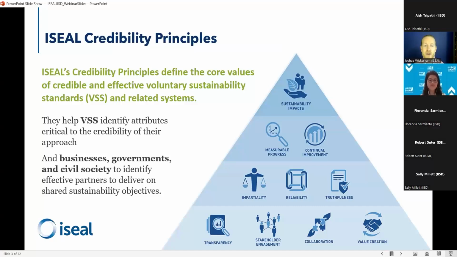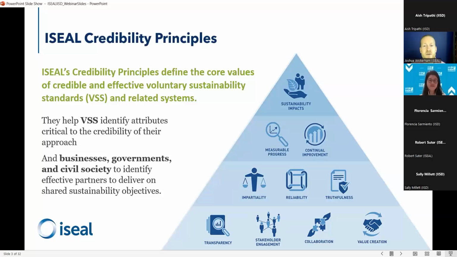It's also a tool for businesses, governments, civil society, other users of VSS to understand what they can expect a credible sustainability system to deliver. And this delivers really on ISEAL's mission of supporting and challenging VSS to improve their practices. We work with hundreds of VSS in many dozens of sectors around the world to improve their impacts. And we work with partners to make sure there's good knowledge and a smart mix of regulation and voluntary mechanisms to achieve ISEAL's mission of shaping a world where markets are a force for good, where production and consumption and resource management and trade benefit everyone.